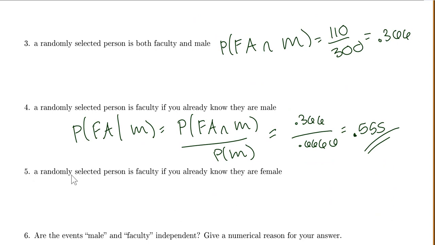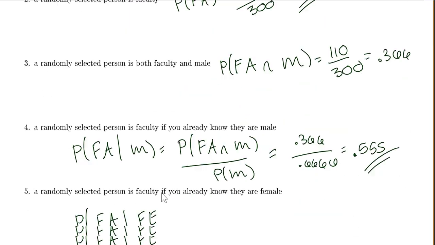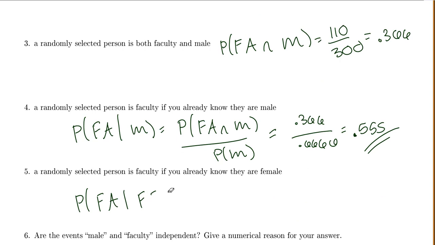Let's try 5. A randomly selected person is faculty if you already know that they're female. So probability of faculty if you know that they're female. Actually, I don't remember what I did for that. Oh, female is just F. So this will be the probability of faculty and female over probability of female.